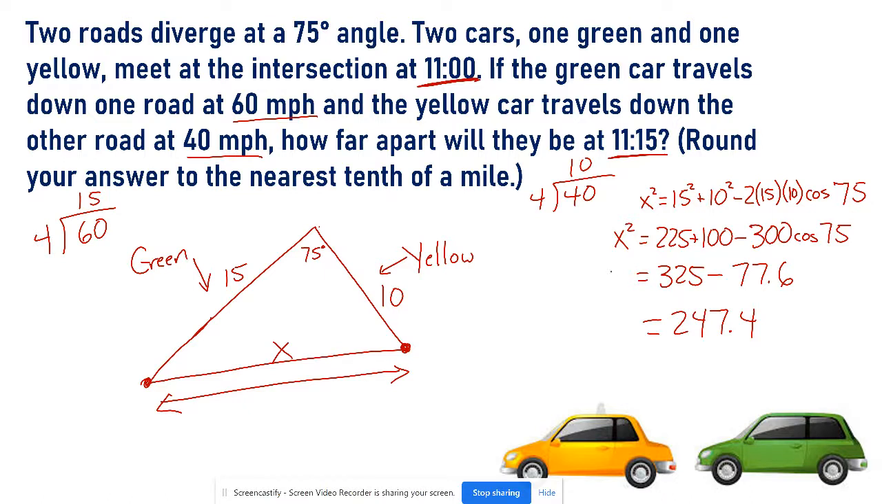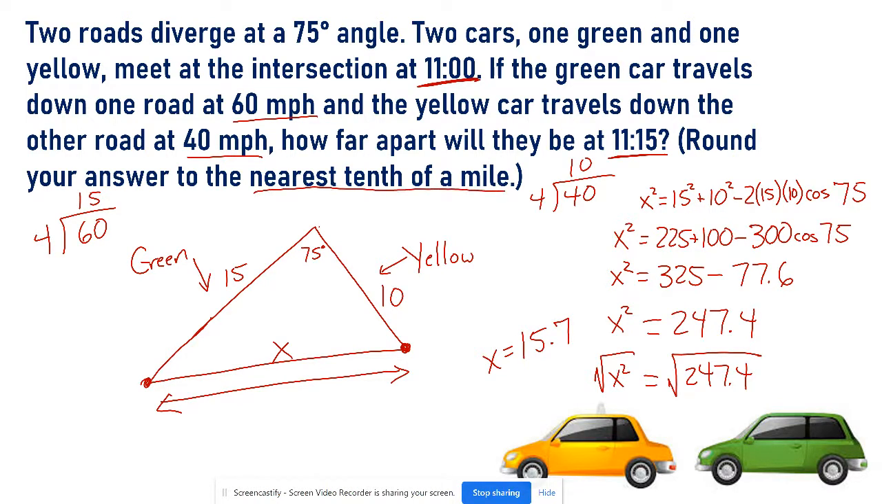So I have x squared is equal to about 247.4. So my final step, because I don't want x squared, I want x, is to take a square root of both sides. So take my square root of x squared, take my square root of this 247.4. And when I do that, I will get that x is approximately 15.7. I want this to the nearest tenth of a mile. And when I plugged it in my calculator, the nearest tenth of a mile is 15.7. So they are 15.7 miles apart. So that is law of cosines.